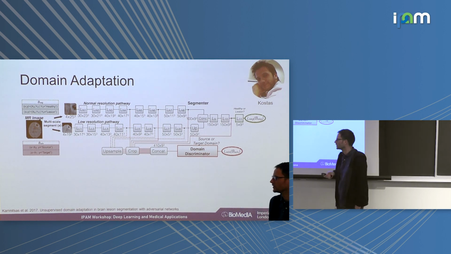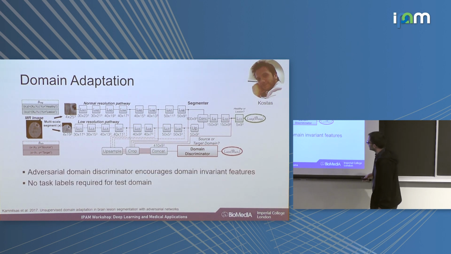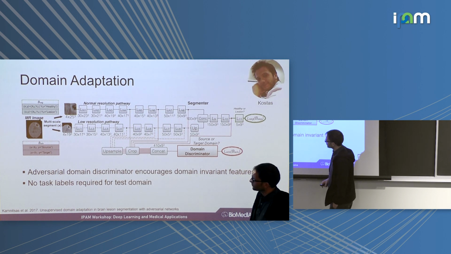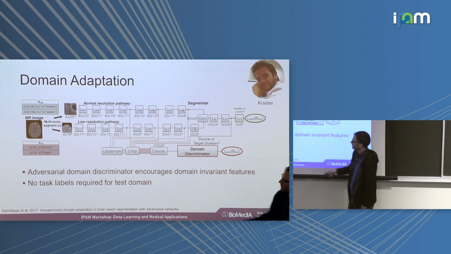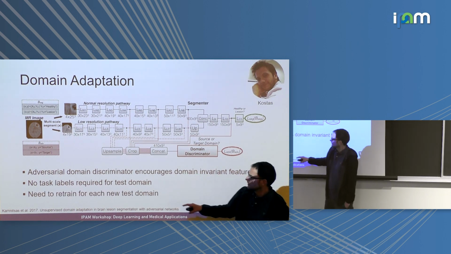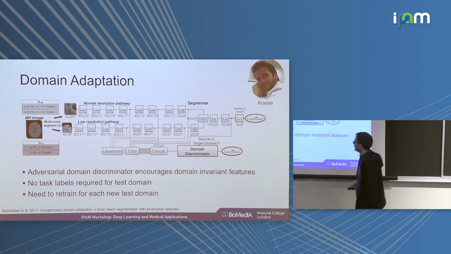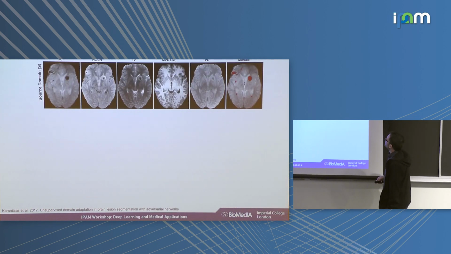So that's the adversarial part of it. And that kind of works to some degree. So it does lead to domain invariant features. I'll show you in a second some numbers on that. And you don't need labels for the test domain. However, this means you need to retrain for every new domain where you want to deploy your method. So that's a big disadvantage. So here are some visual results.